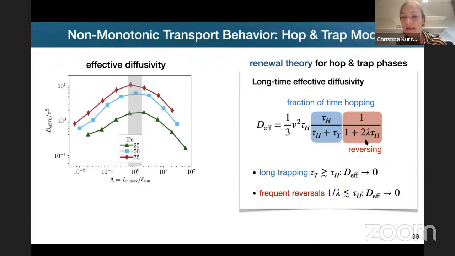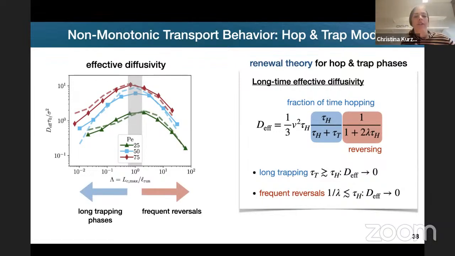So now lambda is an input to our simulations, and we can measure tau h and tau t from our simulations, from the distributions that I showed you. And so now with these parameters, we can actually predict the behavior of the effective diffusivities up to a prefactor. Okay, so that means that if you have frequent reversals, the diffusivity goes down, but also if you have long trapping phases, so this whole non-monotonic behavior is an interplay of these two mechanisms.